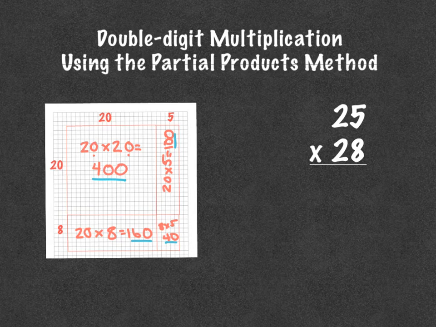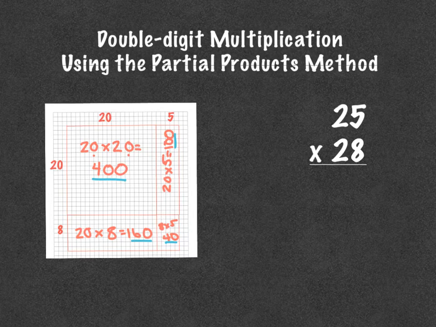Okay, today we're going to talk about double-digit multiplication using the partial products method. Partial meaning part, and products meaning the answer to a multiplication problem. The reason I have this area model version over here is because you're going to find that the way we do the partial products is really similar to the way we broke it up with our area model.